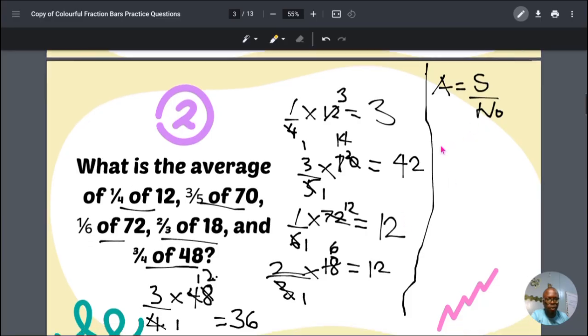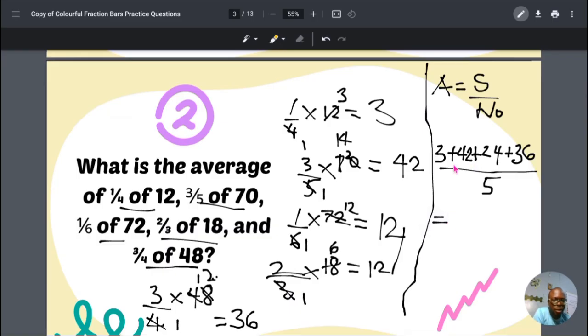So this will give me 3 plus 42. Because of my space, I'm going to be adding 12 and 12 together. So that's 24, and then plus 36. That's the sum, and then how many are they? 1, 2, 3, 4, 5. That's average: sum of all numbers divided by how many they are.